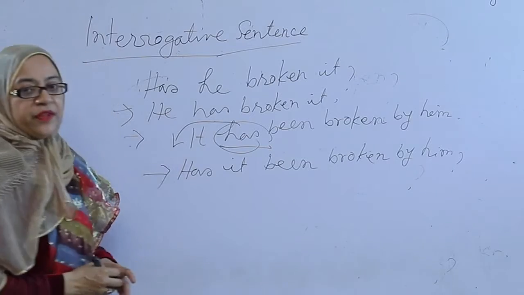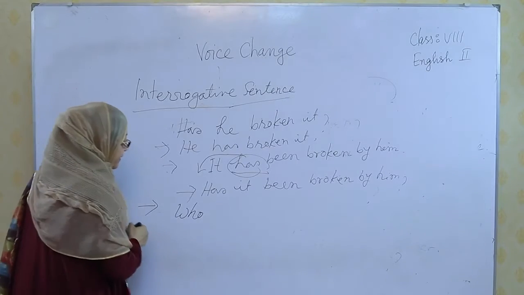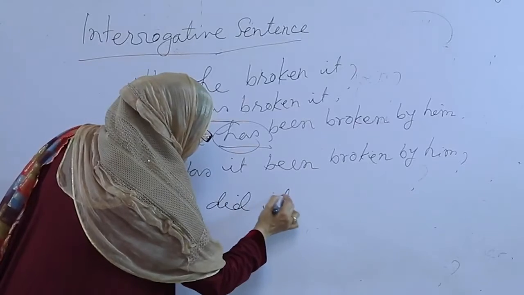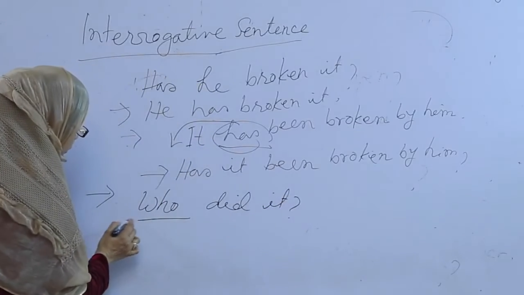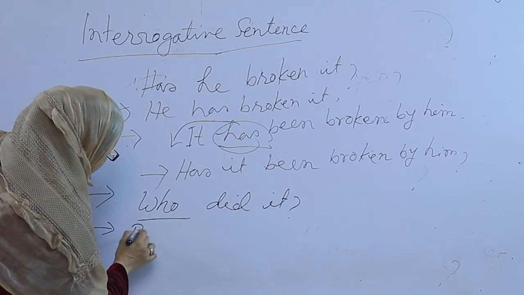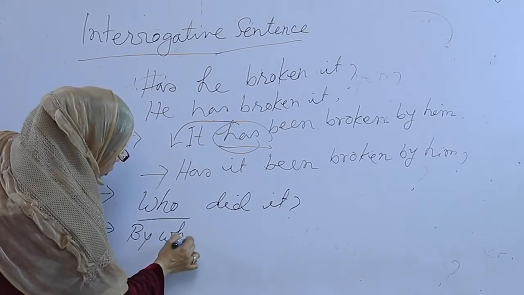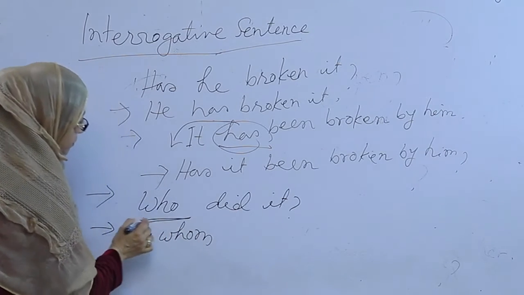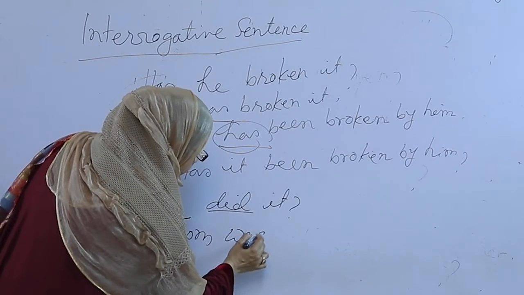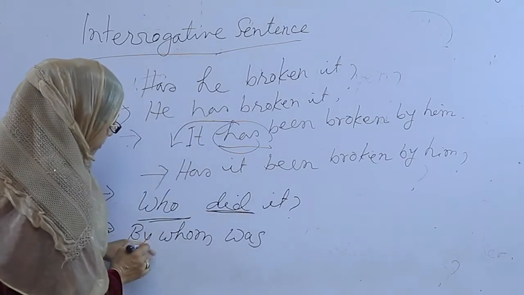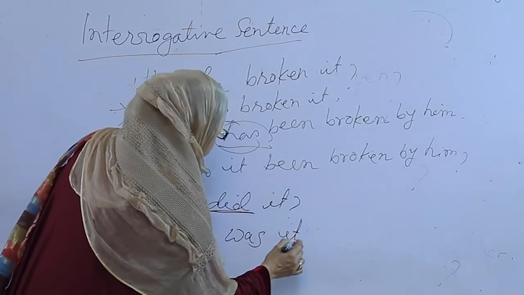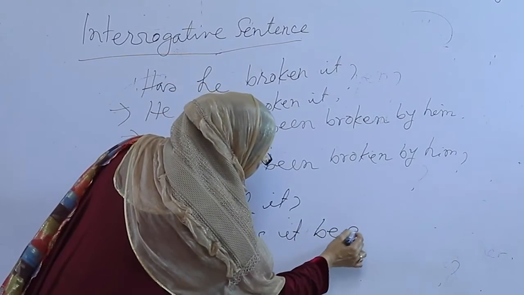Look at another example: who did it? When we turn it into passive, we use by whom instead of who. By whom. Use the be verb was because it is past form. By whom was it done?